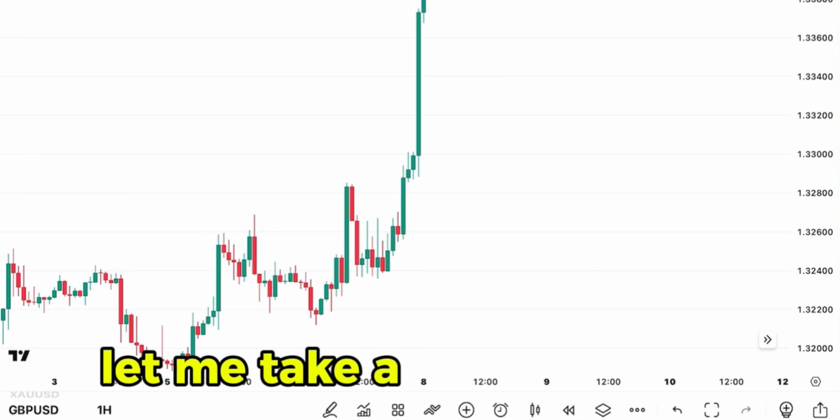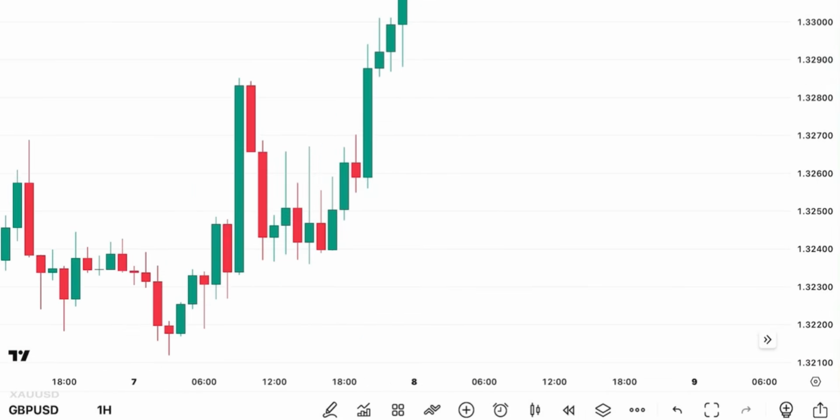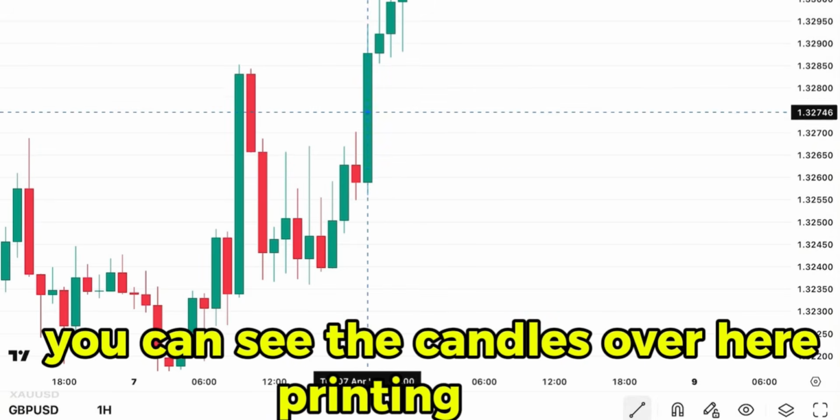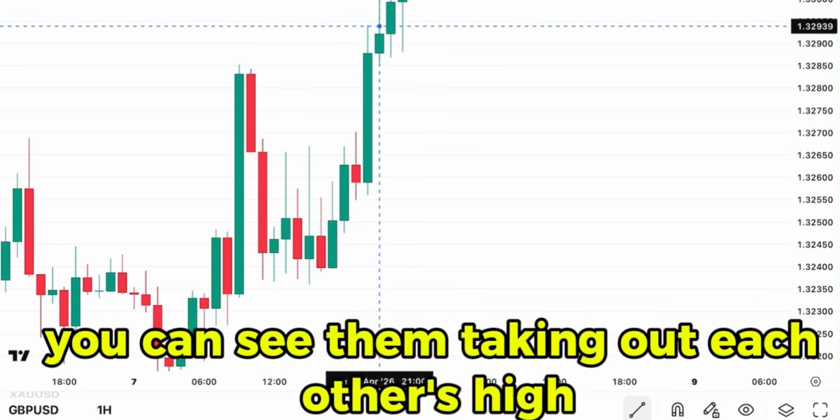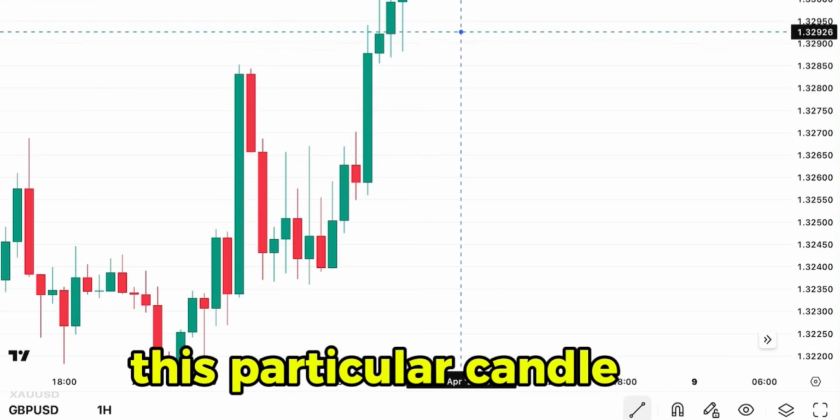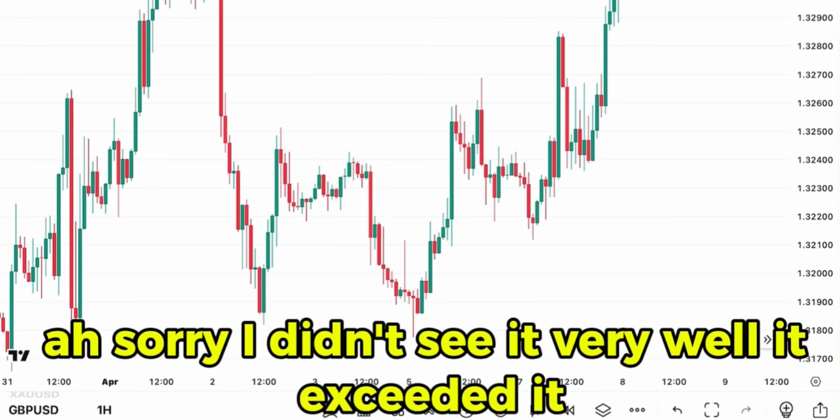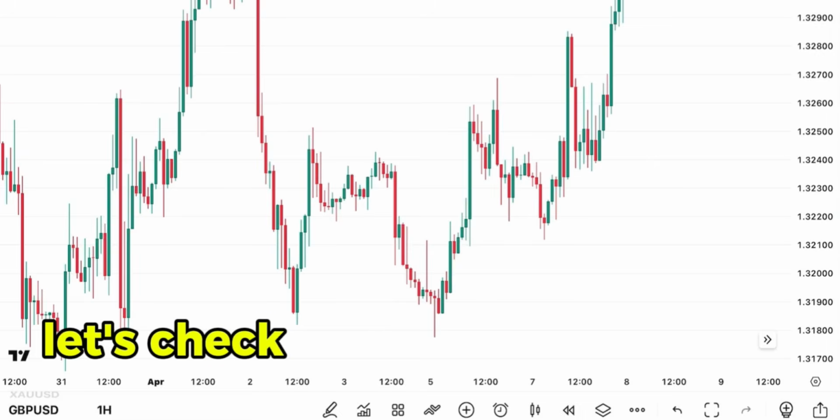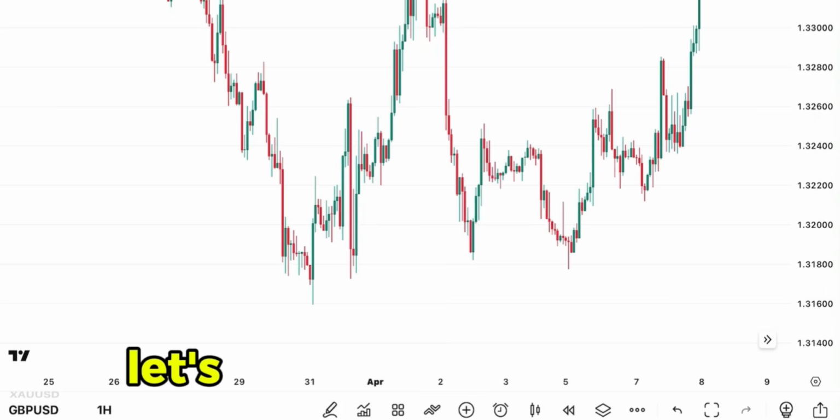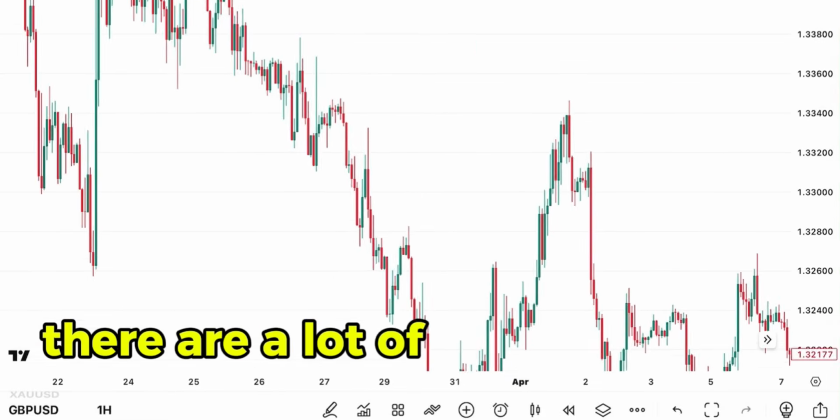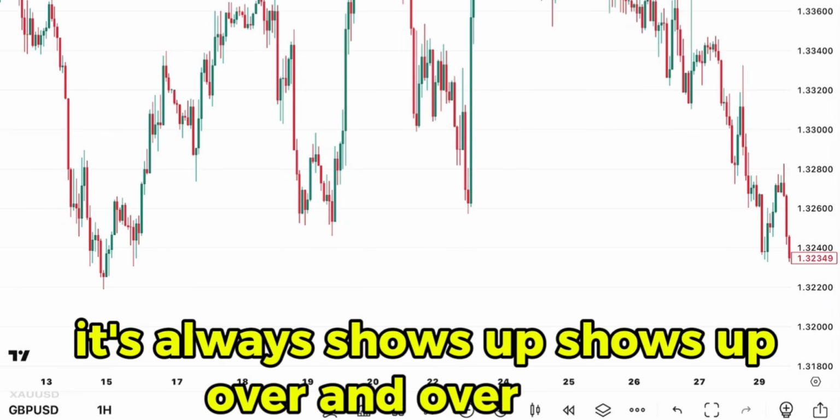Let me take another example. This is another one over here. You can see the candles over here printing highs. You can see them taking out each other's high. But when it got to this level, this particular candle here, sorry, I didn't see it very well. It exceeded it. Let's take another one. Let's check for another one in this market. There are a lot of inside bars in the market. It always shows up over and over again.